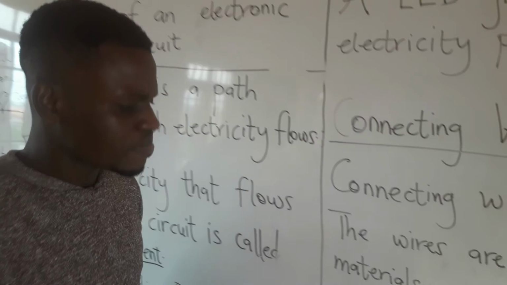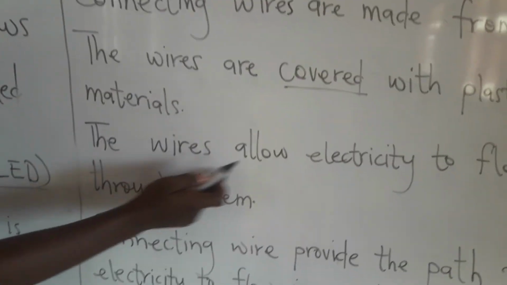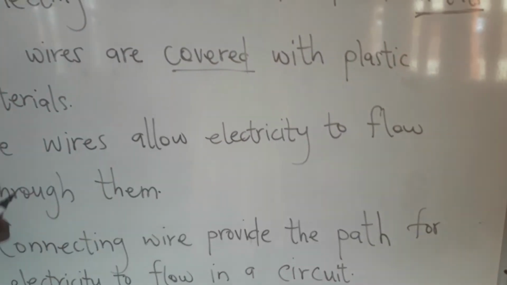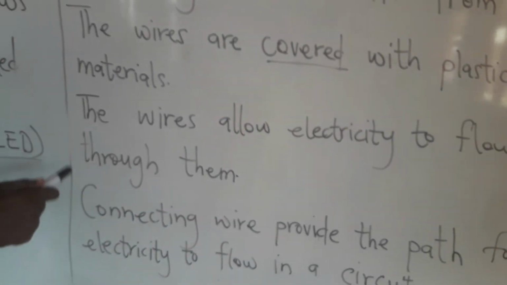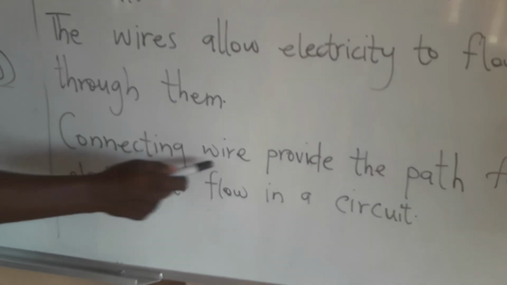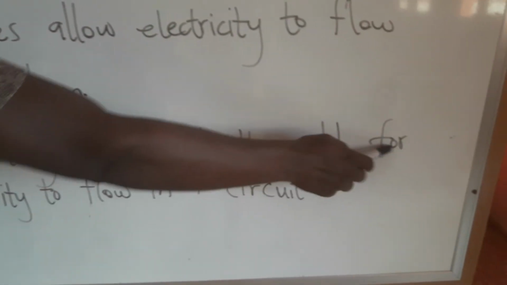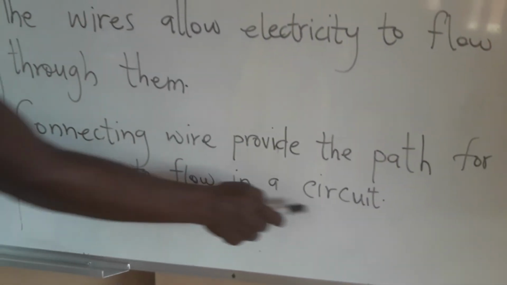Good. We also said the wires allow electricity to flow through them. Without the wires, electricity cannot flow through a circuit. Connecting wires provide the path for electricity to flow in a circuit.